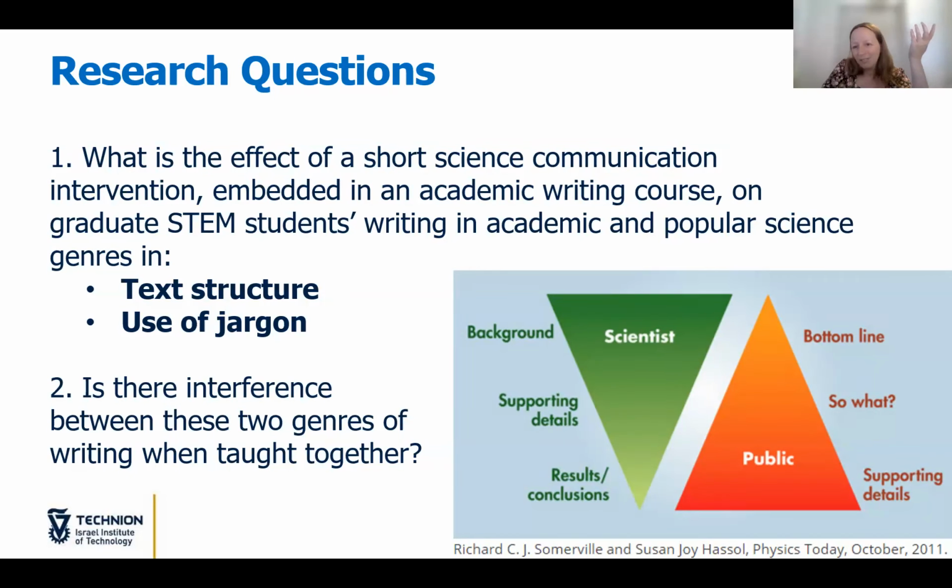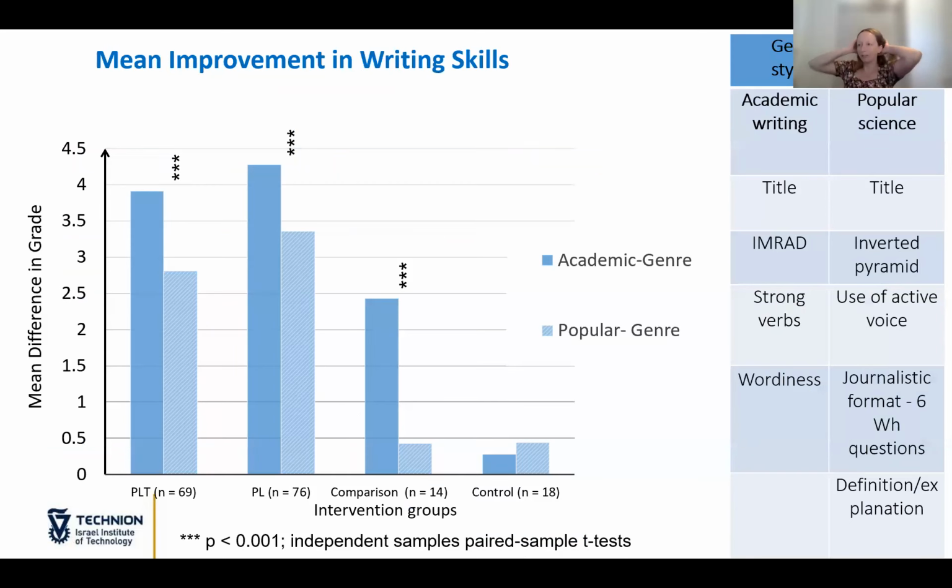Because when we wanted to persuade the university to give science communication training, they said it might hurt the ability of the graduate students to learn academic writing, and we don't want to hurt that. So that's what we asked. And what you see here, let's start with the control. Do you see the control? These are the people that didn't have any intervention. And as you can see, there's basically no change, not in writing the academic abstract and not in writing the popular abstract. This is the comparison group that just had the academic course without the science communication intervention.